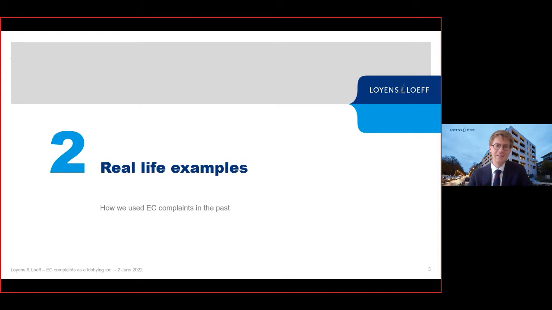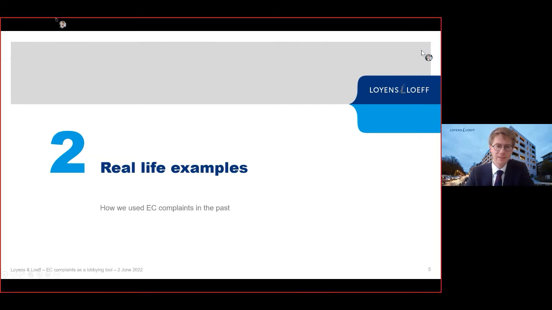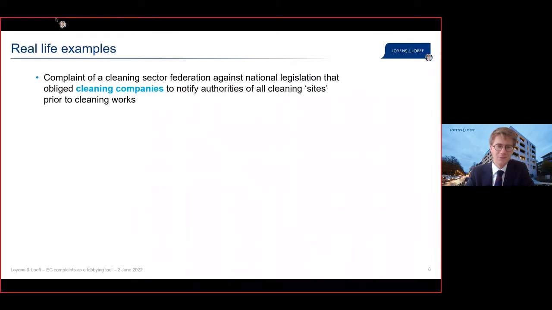Thank you, Valentijn. Indeed, before we discuss the process of these complaints, it's good to have an idea of which type of examples could be ones where it would be useful to consider a complaint before the European Commission. The first example is a situation where a sector federation receives complaints of undertakings within its sector. In this example, the cleaning sector, about an obligation to notify authorities before performing its activities.